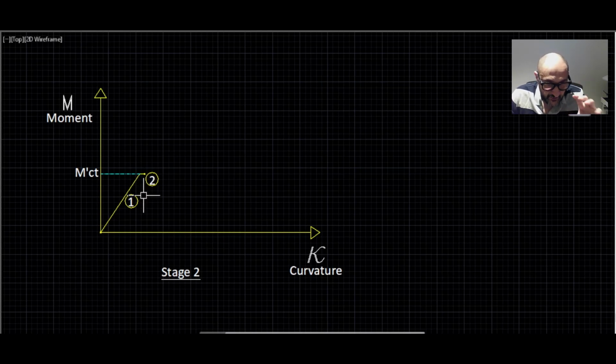Now, while concrete first cracks, there will be some sort of discontinuity between the materials. So we will have this little step, right? This little step here. Now that moment associated with the first crack on the y-axis is called the cracking moment, which could be noted as M dash sub ct.